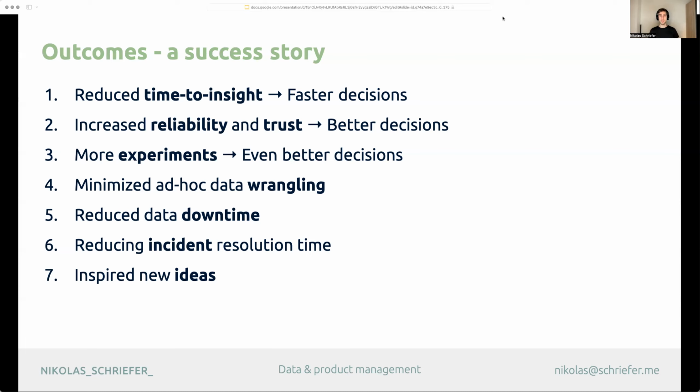And last but not least, having data readily available to make decisions also inspires new ideas. Being able to make analyses and discover insights from data quickly allows you to come up with new ideas to potentially improve, enhance your products, or come up with completely new innovative solutions.